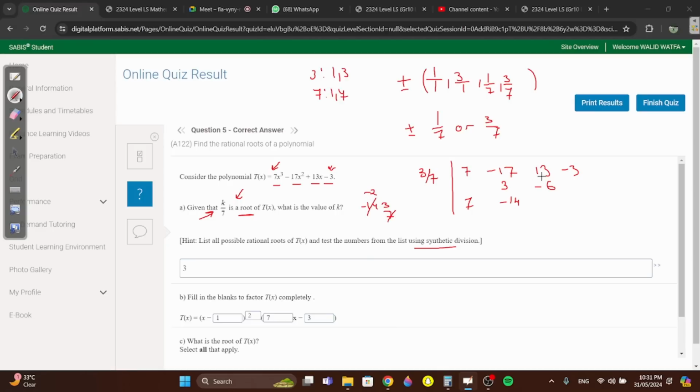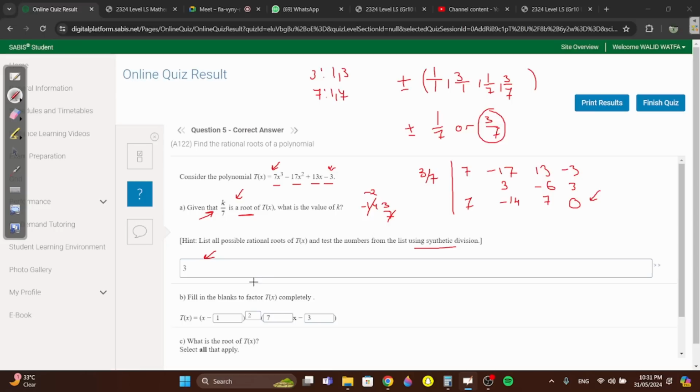Okay. 13 minus 6 is going to be 7. 7 cancels with 7. You're going to get 3. Okay. Minus 3 plus 3 is 0. So you get 0 as your remainder. So which one's correct? 3 over 7. Okay. So 3 over 7 is my root.